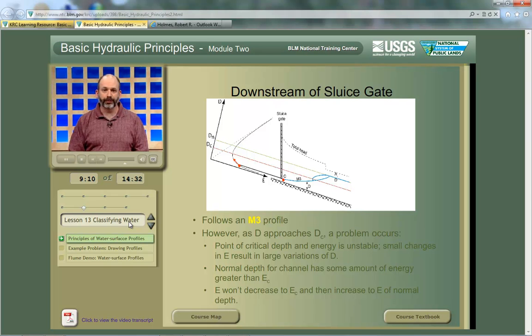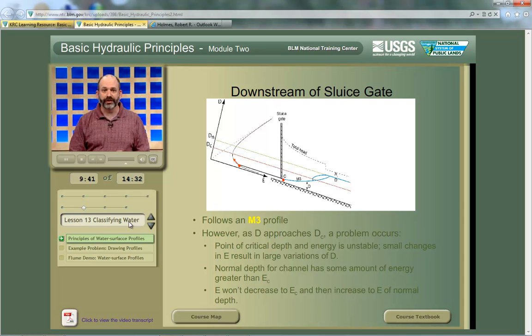However, as the depth approaches the critical depth, a problem occurs. There's a point of critical depth and energy right there at the minimum energy and at critical depth, and this is an area that's very unstable. Small changes in energy result in some very large variations in depth. Normal depth for the channel has some amount of energy in it, and the depth will not want to go through the point of minimum energy following the specific energy curve.